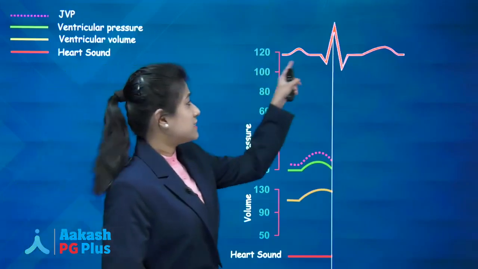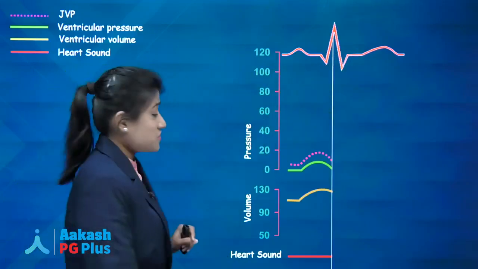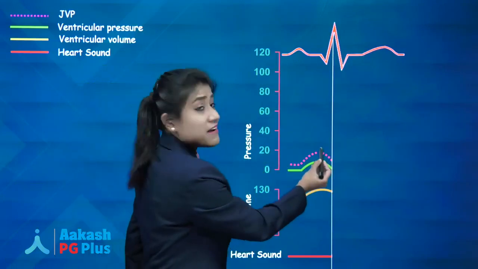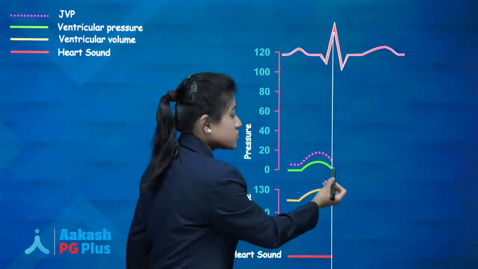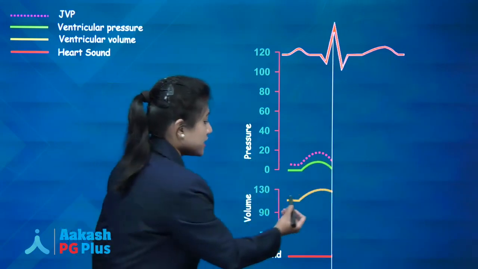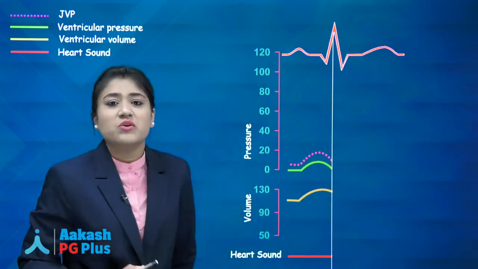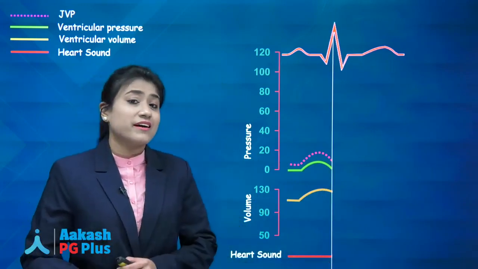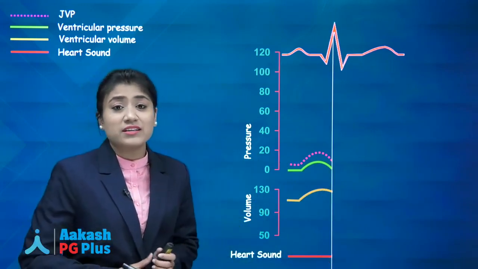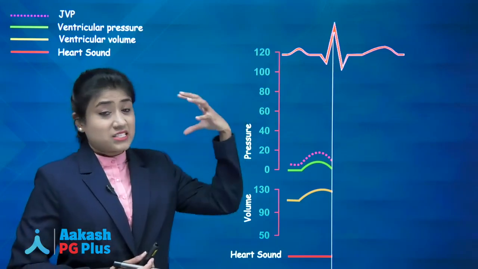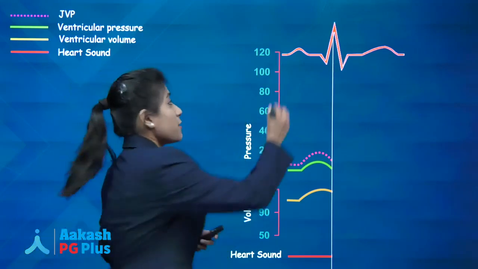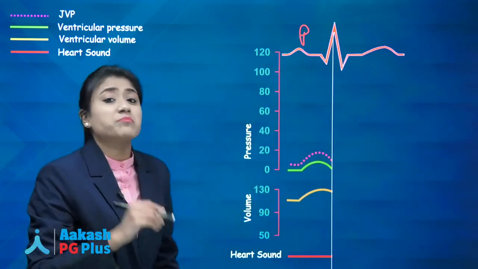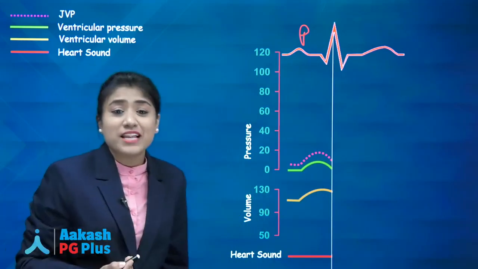Okay, here you can see this is the ECG wave. Here you have a pressure column where this one is your atrial pressure wave, this one is your ventricular pressure wave, and this one is showing your ventricular volume, and over here the heart sound is there. We know the cardiac cycle starts with what? When the SA node fires. When the SA node fires, it will generate the P wave on ECG. Okay, you will get the P wave on ECG. What will happen after that?